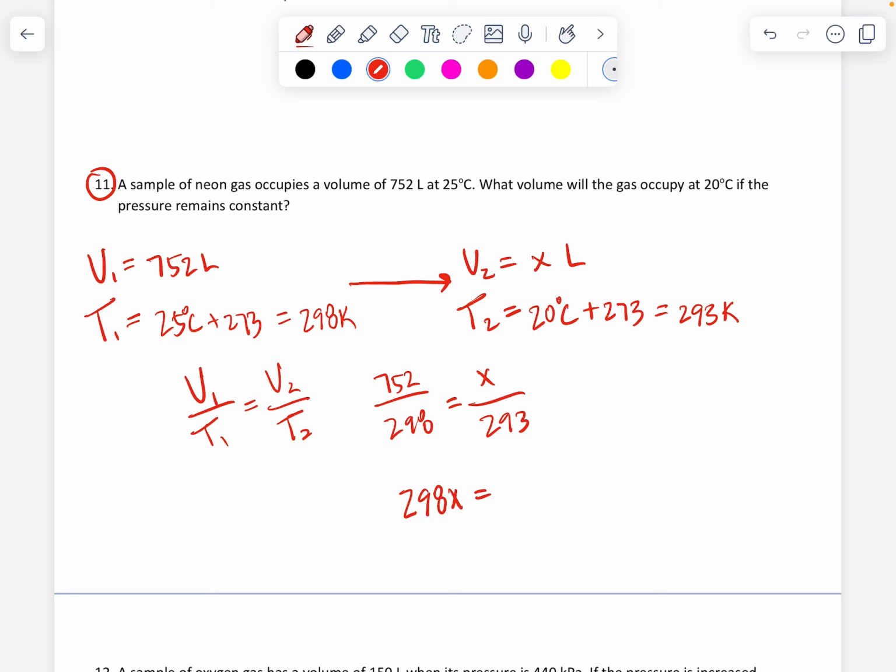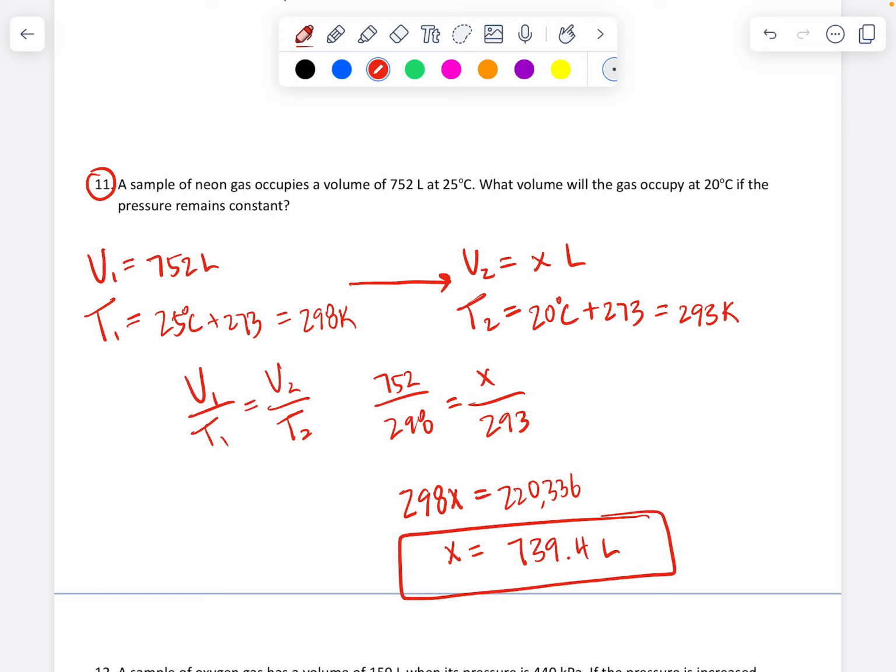298x is equal to, that's a big one, 752 times 293. Wow, 220336. Okay, now divide both sides by 298, and I am left with, that's a big number, 739.4 liters. Done.